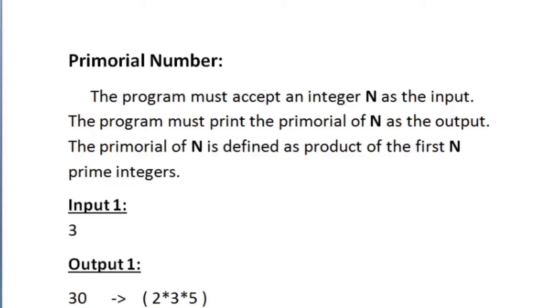This is the question asked in today's SkillRack daily challenge. The program must accept an integer n as the input. The program must print the primorial of n as the output. The primorial of n is defined as the product of first n prime numbers. So let us see our sample input.